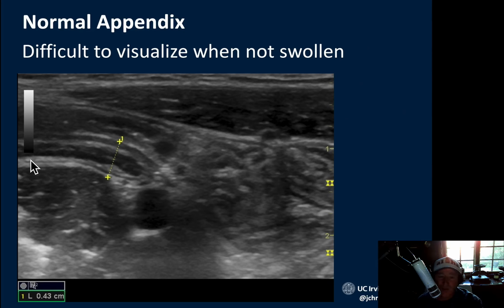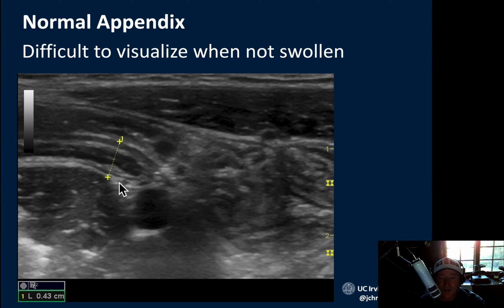So this is the normal appendix. Feast your eyes upon it. You don't see them too often, although I'll tell you, my medical students can find them on each other all the time. They spend a lot of time trying to look for it. First-year medical students will have this scanning session for half an hour, trying to find an appendix.